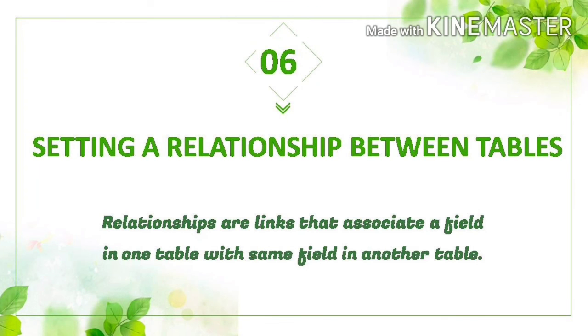Next topic is setting a relationship between tables. Relationship means to link two tables or multiple tables by using a common field. As you know, in MS Access we can create multiple tables in a single database. So if you want to link these tables, how can you link? By creating a relationship between tables.